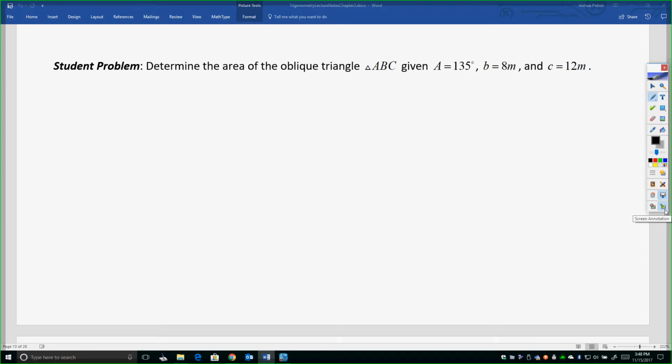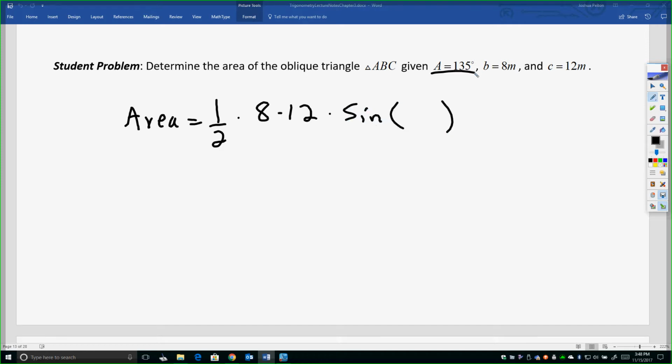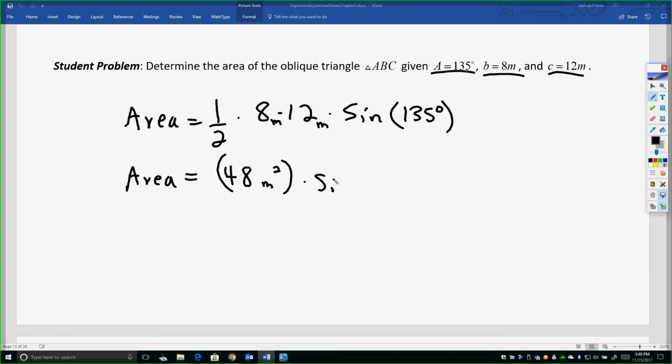Okay, so again, we have the area equals 1/2 times the two sides that are given, which are 8 and 12. Oop, not cosine, we need sine. Times the sine of some angle, which in this case will be 135, because if it's A, B, and C, the angle needs to be the angle that's not of the two sides given, so in this case is 135 degrees. Okay, so the area equals, let's see, 1/2 of 8 is 4, 4 times 12 gives me 48. In this case it's meters and meters, so that's meters squared times the sine of 135.